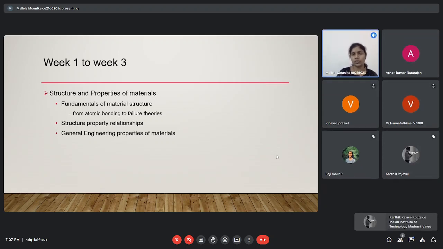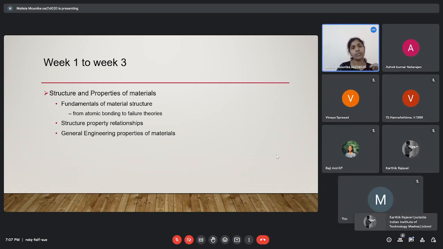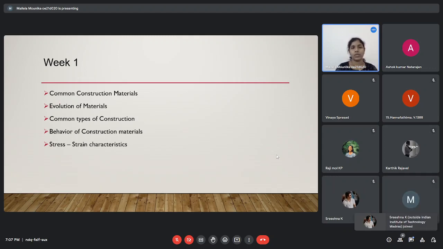it will be axial load or transverse load or something. What will be the failure mechanism of the material, and structure and property relationships. Then we can see the general engineering properties of the materials, such as stress strain characteristics, etc. So from week 1 to week 3, we'll be covering these aspects. Now week 1 pertains to topics such as what are all the common construction materials.